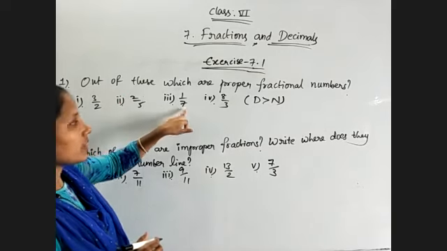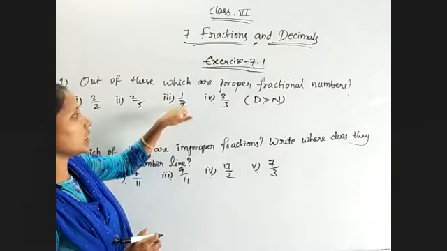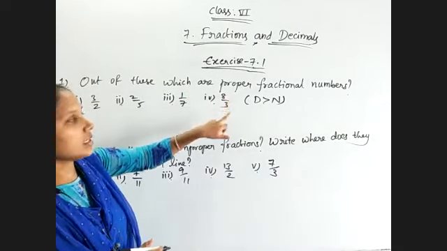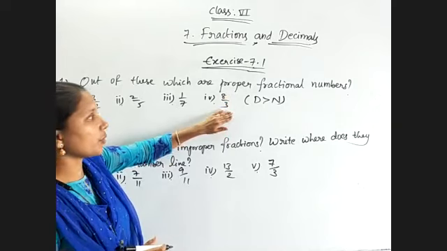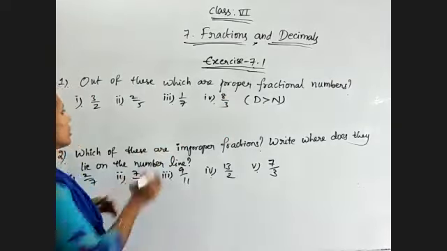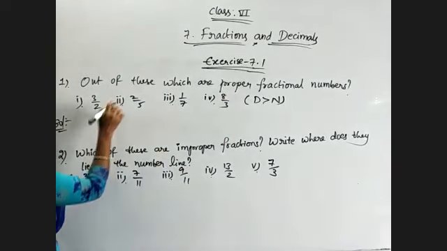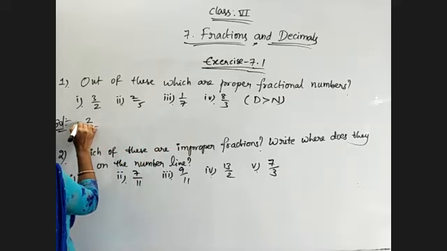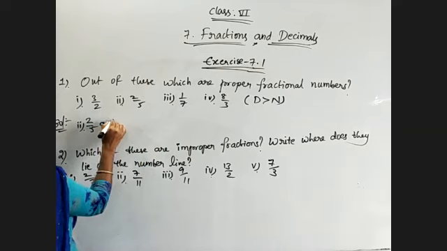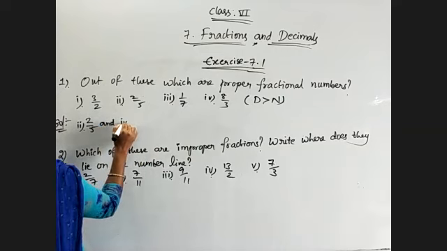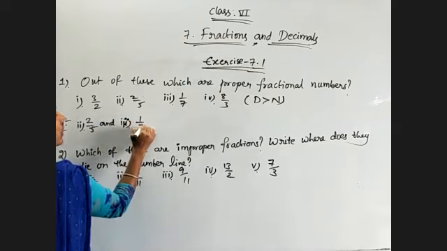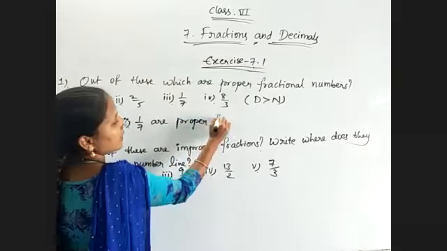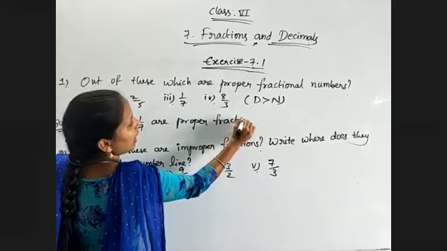Coming to 1 by 7. The denominator is more than the numerator, so it is a proper fraction. 3 and 8. 3 is lesser than 8, so it is an improper fraction. So here we need to select the proper fractions. 2 by 5, that is the second one, and the third one, 1 by 7, are proper fractions.